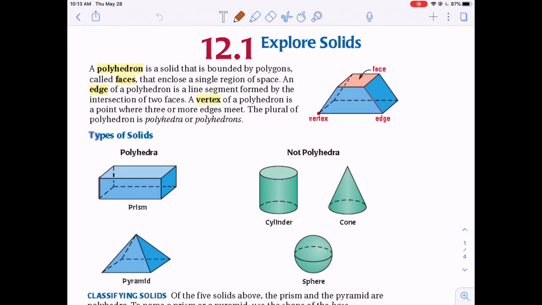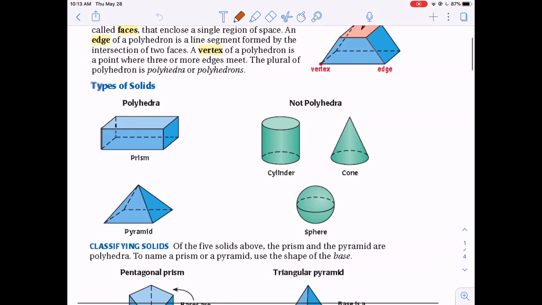Hey, geometry, here we are at the last chapter finally. At the end, you can all move on to Algebra 2. Last chapter is exploring solids, solid shapes, and some of the unusual characteristics about those. Okay, so a couple things first. These are kind of important right here.